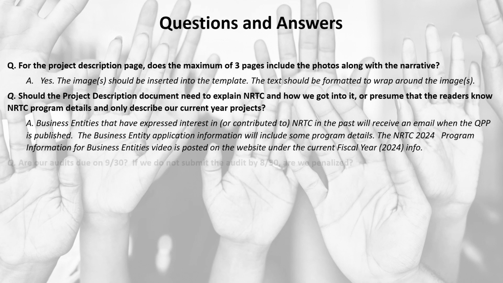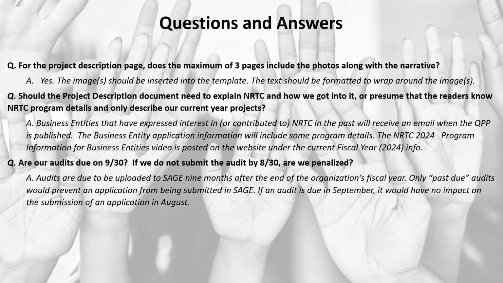Question. Are our audits due on September 30th? If we do not submit the audit by August 30th, are we penalized? Answer. Audits are due to be uploaded to SAGE 9 months after the end of the organization's fiscal year. Only past due audits would prevent an application from being submitted in SAGE. If an audit is due in September, it would have no impact on the submission of an application in August.